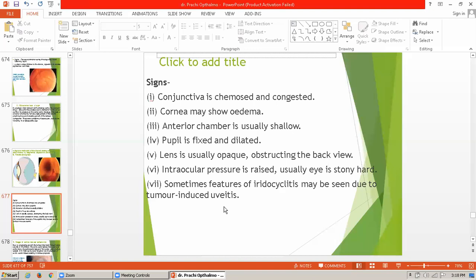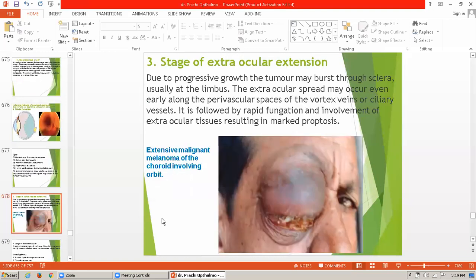So the signs show chemosis and congestion of the conjunctiva, edema of the cornea, a shallow anterior chamber, a fixed and dilated pupil and an opaque lens, with raised intraocular pressure leading to a stony hard eye. There may also be features of iridocyclitis due to tumor-induced uveitis.